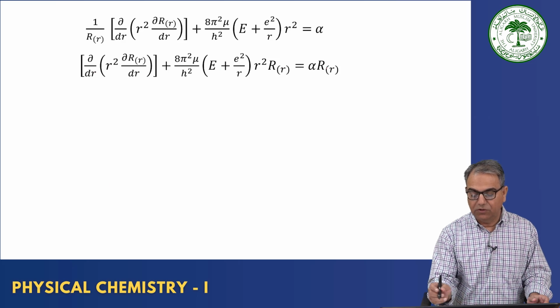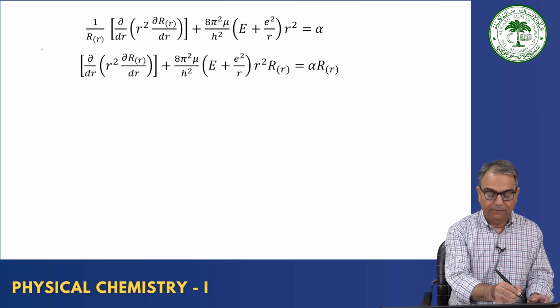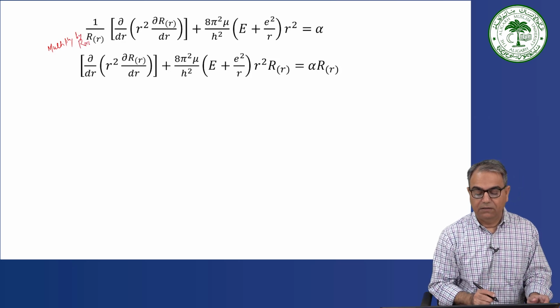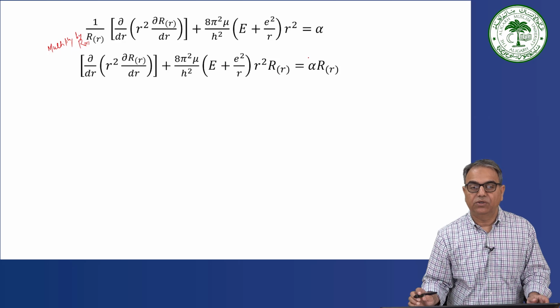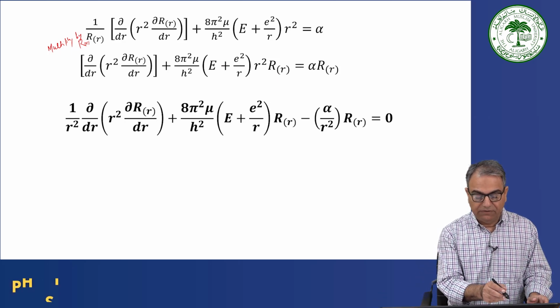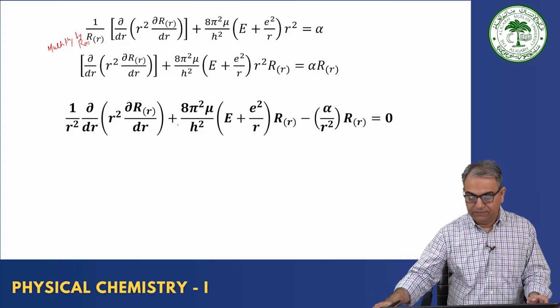Okay, so if you multiply this equation by R, this will go, and in the second term you will have R, and in the alpha part also you will have R. So the equation which you get is 1 by R square del by del R, R square del R by del R.